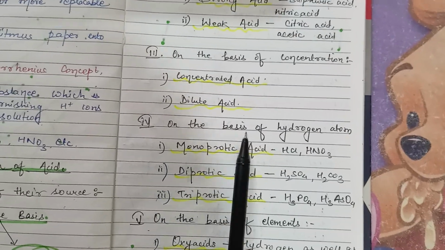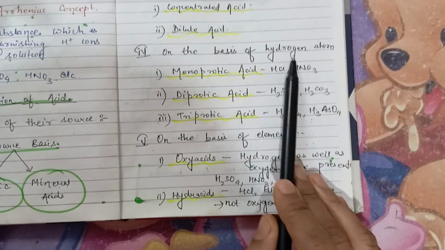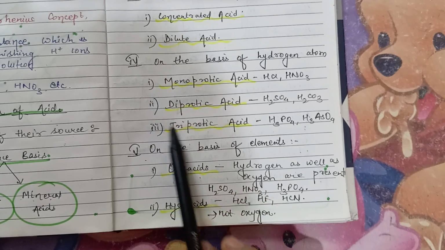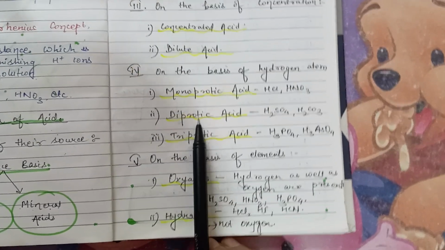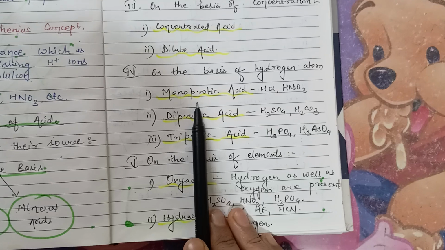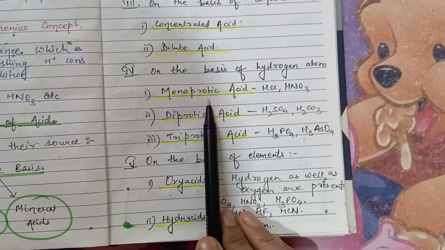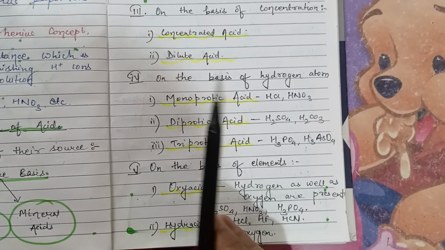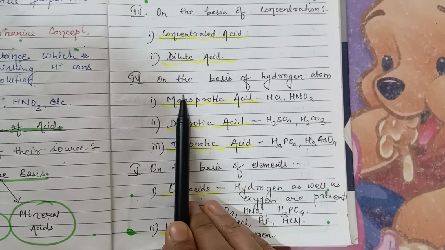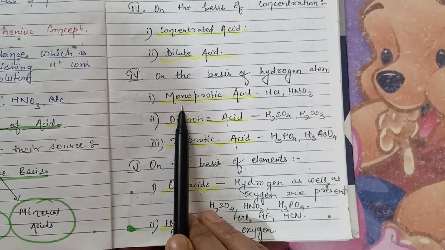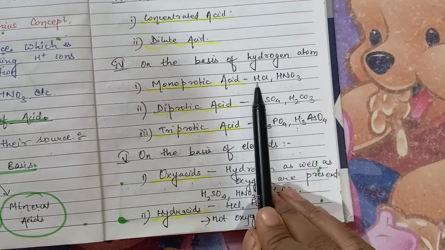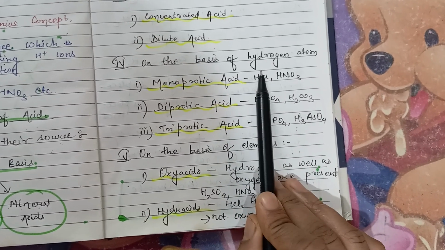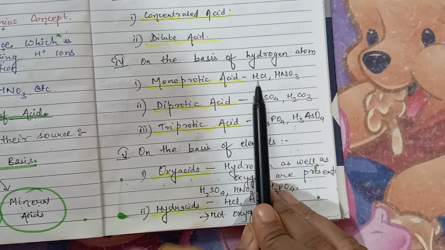And now let us understand the classification of acid on the basis of hydrogen atom. So we have basically three types of acid on the basis of hydrogen atom. One is monoprotic acid. Mono means one. Protic means proton, that is, that kind of acid which has one hydrogen atom. See this, HCl, HNO3. These acids have only one hydrogen atom.